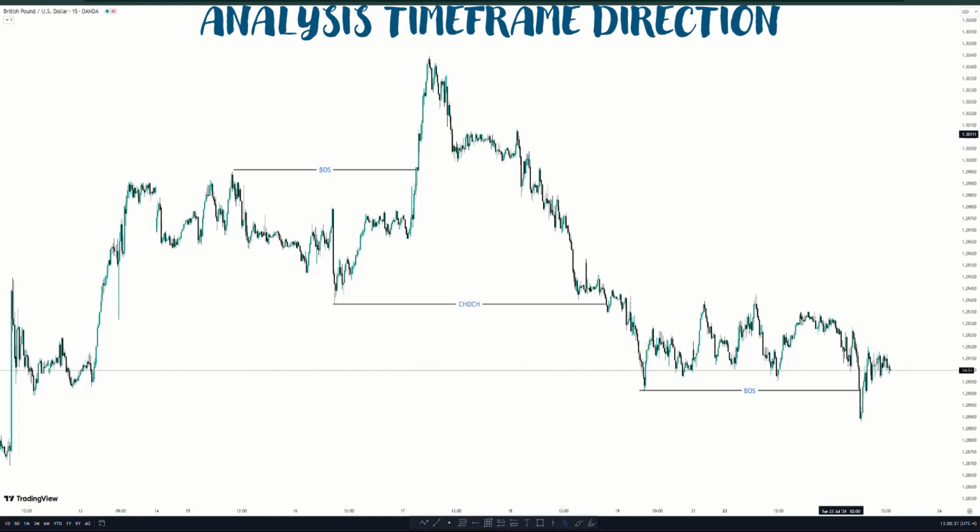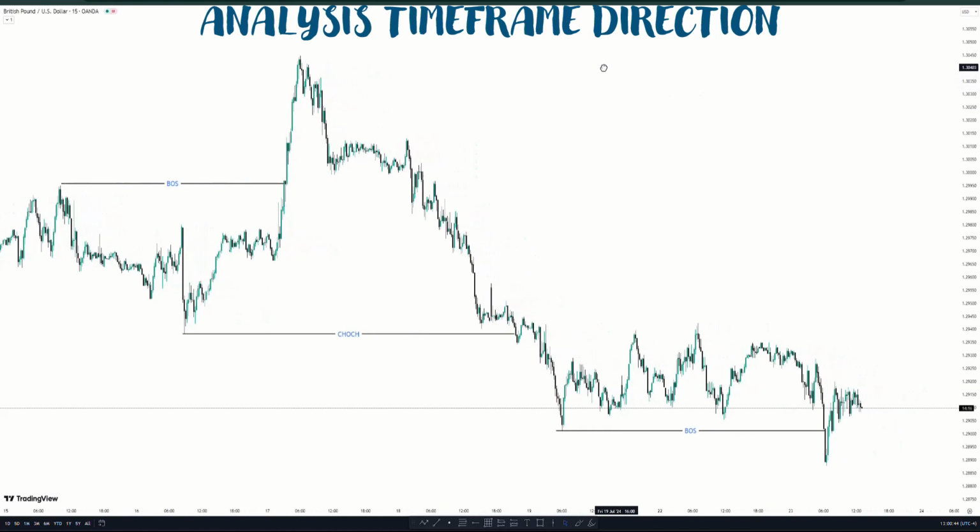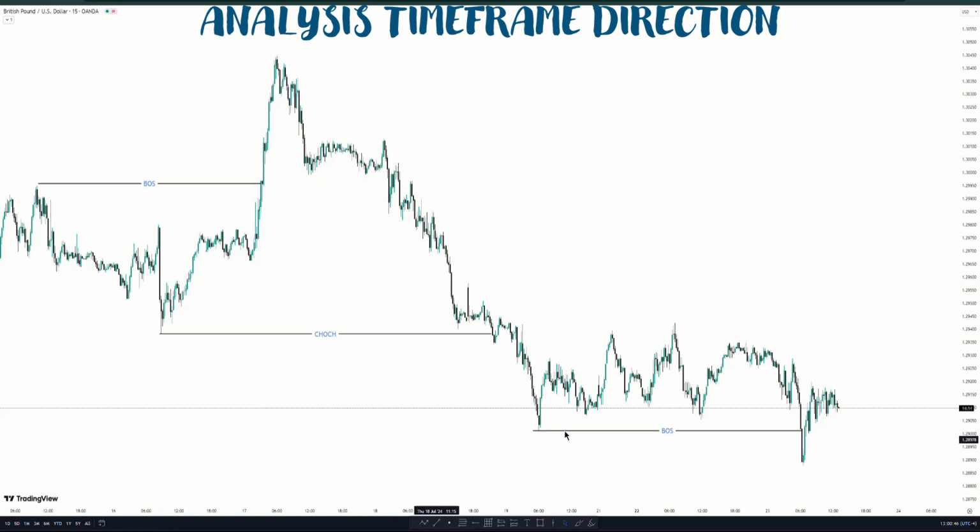Okay, so if you don't know structure mapping, there's a video for you. This is on the analysis time frame. This is where you do your structure mapping. You want to know the direction of the market. This is where you know the analysis time frame direction. So in this case, you can see the market was going to the downside because of the change of character. If you don't know market structure mapping, I have a video for you. You can just check it out. I'll put it in the description.